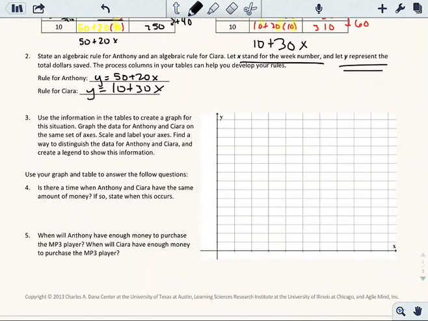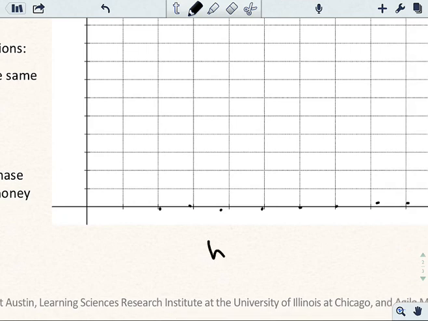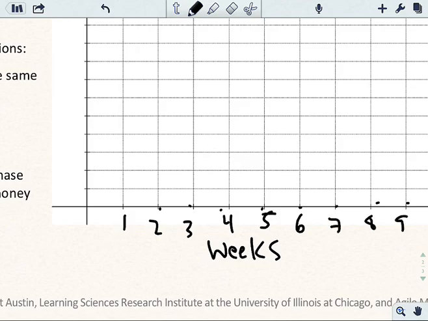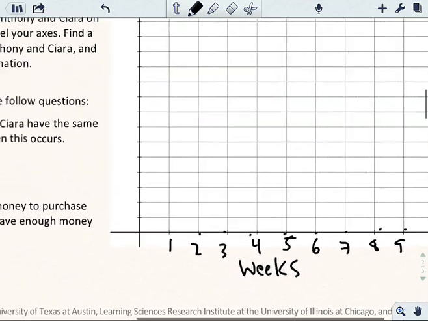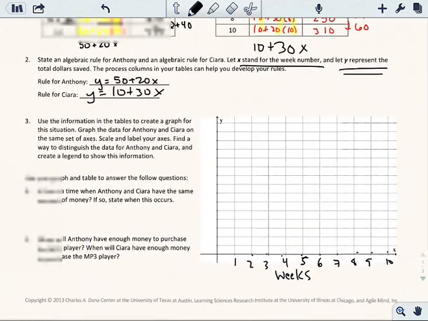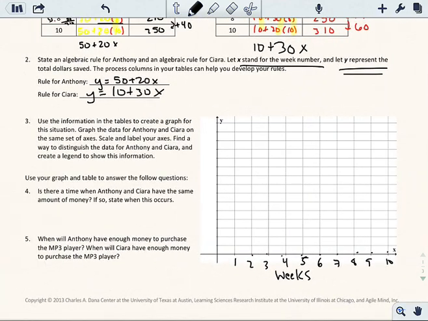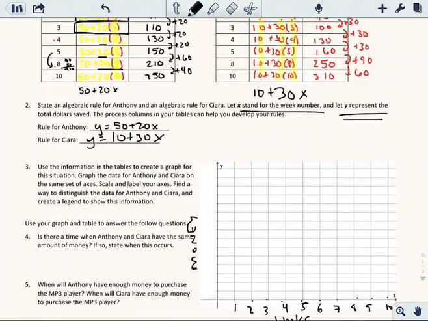So let's do a quick count. 1, 2, 3, 4, 5, 6, 7, 8, 9, 10. Well, that fits beautifully. So the bottom, which we'll call our weeks, will go by ones. Awesome. Okay, so that makes our cash, our money, go along here. Now we have to kind of take a look at our maximums.